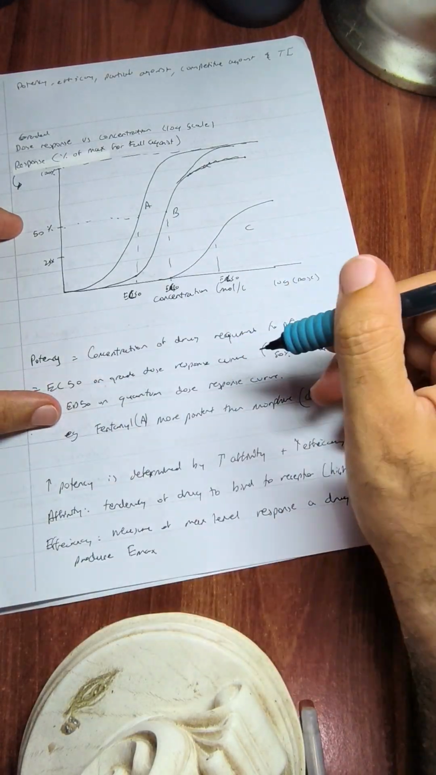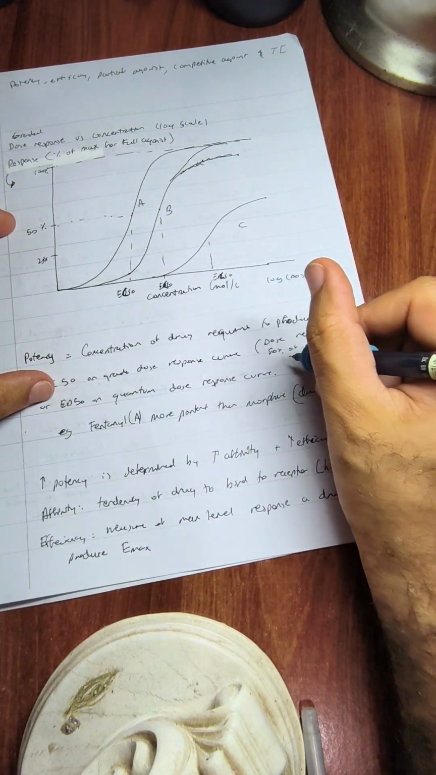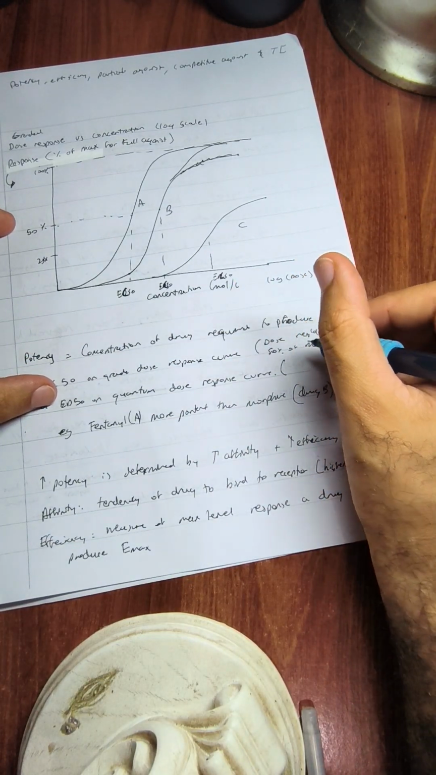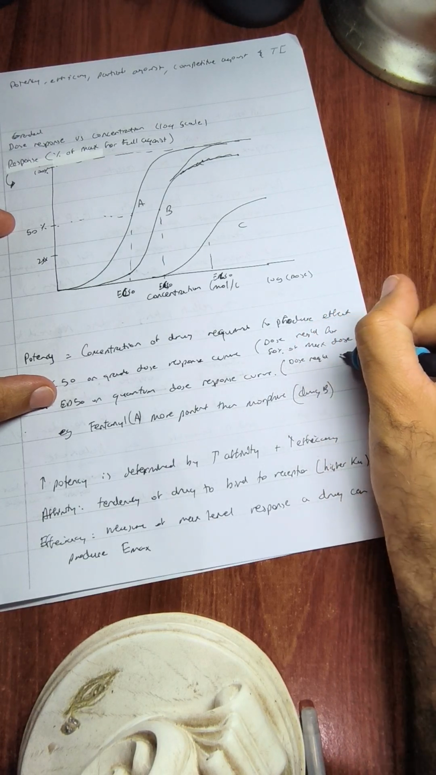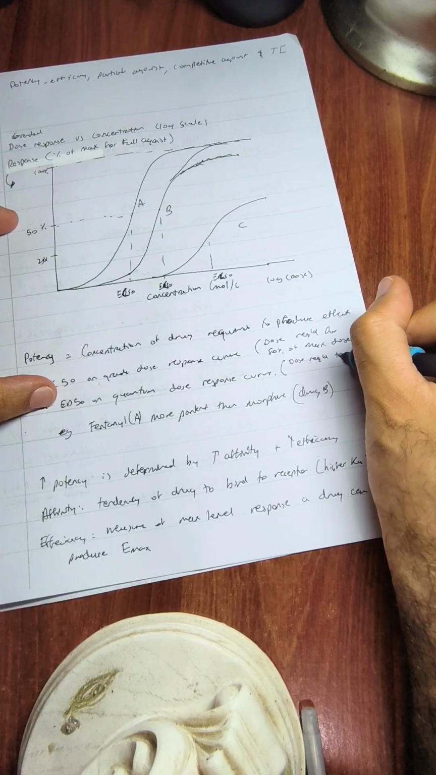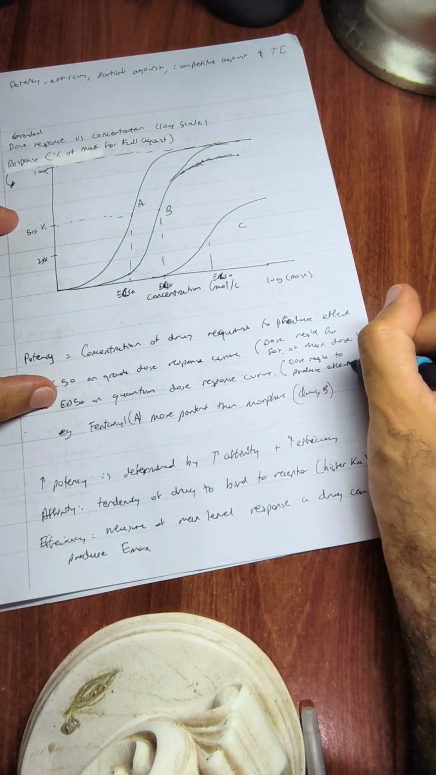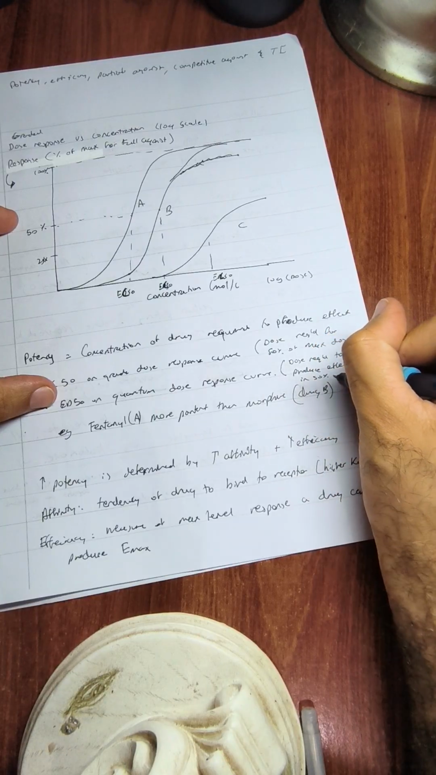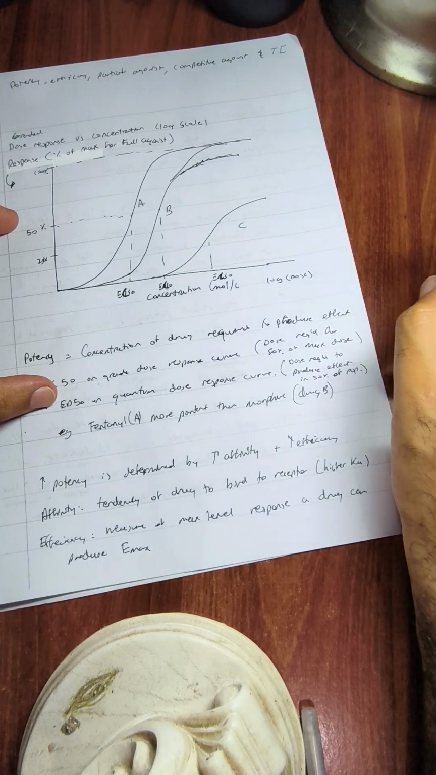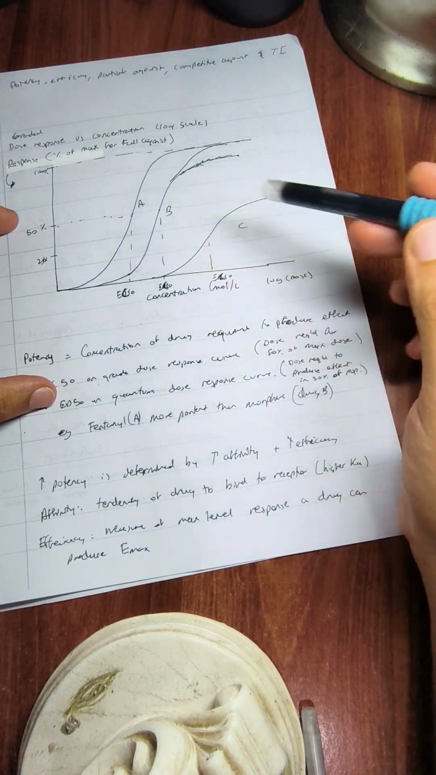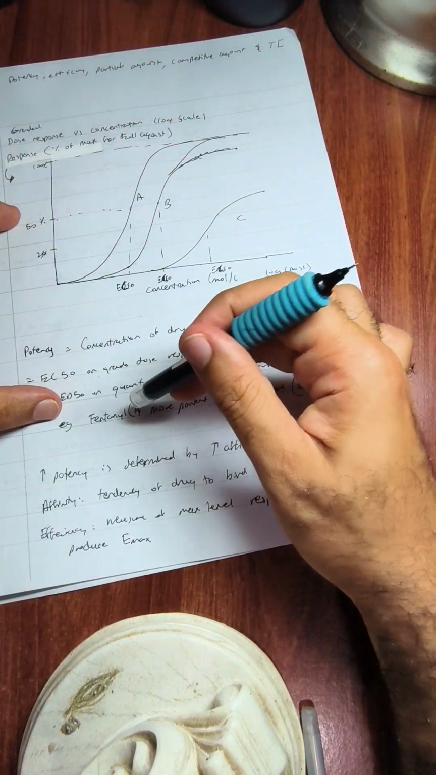Now, ED50 on the quantal dose response curve is also potency. And what is that? That is the dose required to produce effect in 50% of the population. Okay? So it's 100% effect, but in 50% of the population. So anyway, so fentanyl is more potent.